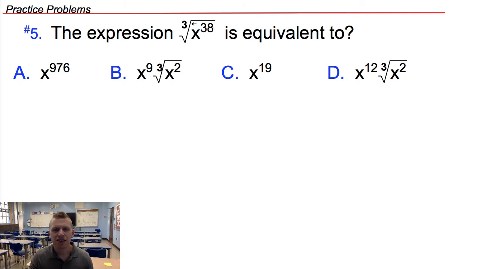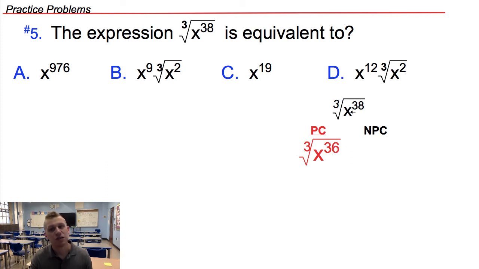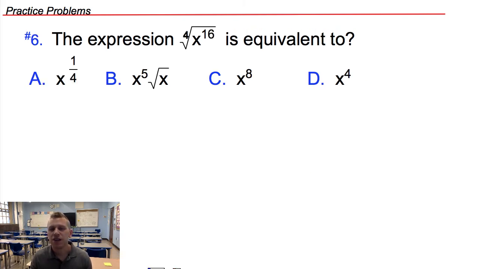Here, x to the 38th is not a multiple of the index of 3, so this is not a perfect cube. So I need to find the largest perfect cube that we're going to reach before we get to 38. If you did that correctly and you rewrite this as some perfect cubes and non-perfect cubes, you should get x to the 36th. x to the 36th times what is x to the 38th? Well, 36, you'd have to add 2 to get to 38, so it's x squared. Simplify the perfect cube. 36 divided by the index of 3, that's just going to be 12, and I get the x to the 12th times the cube root of x squared. Let's try another. See if you can simplify this one.